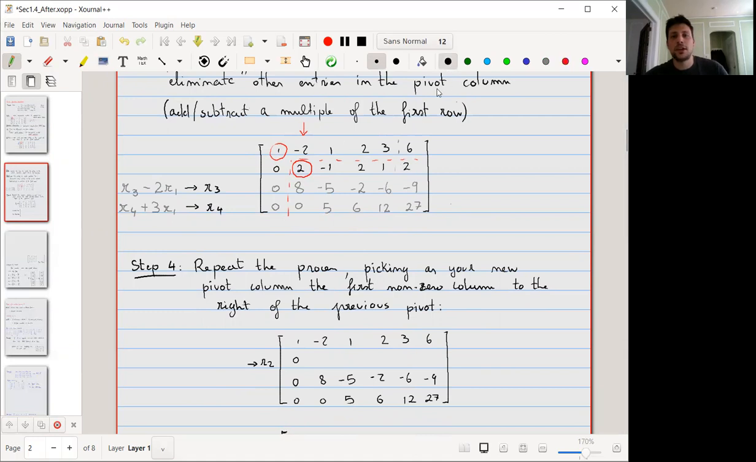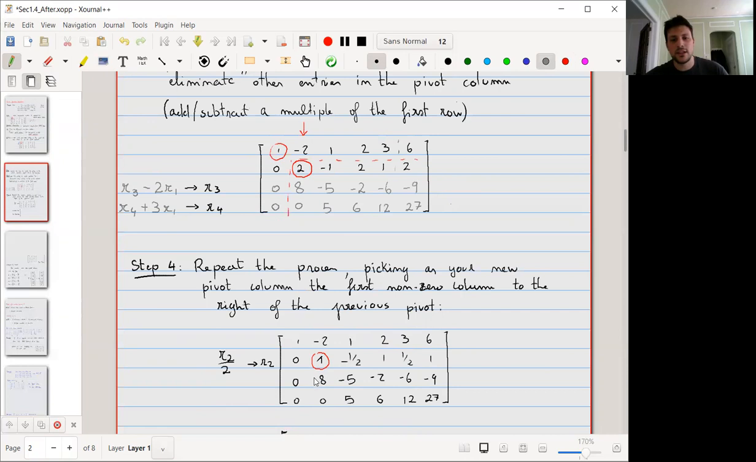Since I have a number 2 there, I want that to be my pivot entry. Therefore, I need to divide that row by 2. So I will replace R2 with R2 divided by 2. When I divide it by 2, I get 1 here, minus 1/2 here, 1, 1/2, and 1. So now my second pivot is an entry 1.